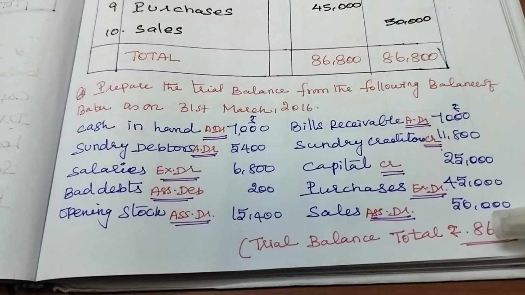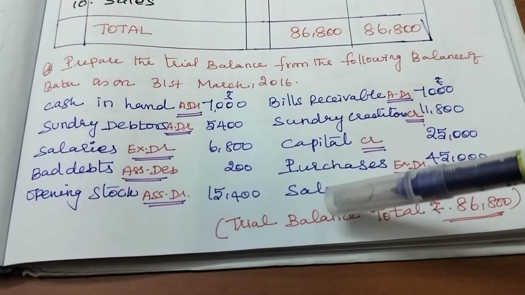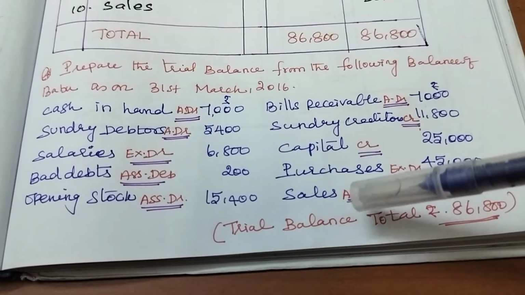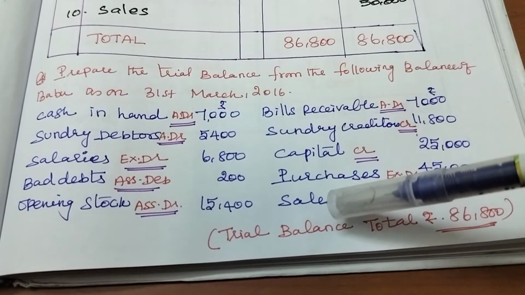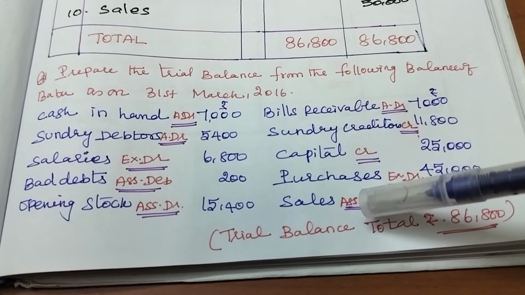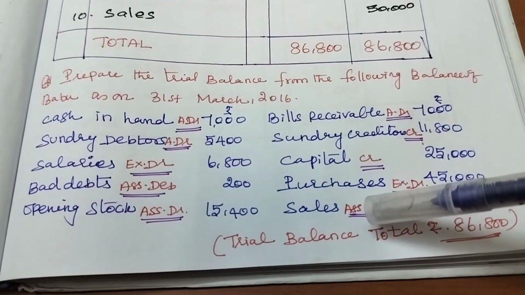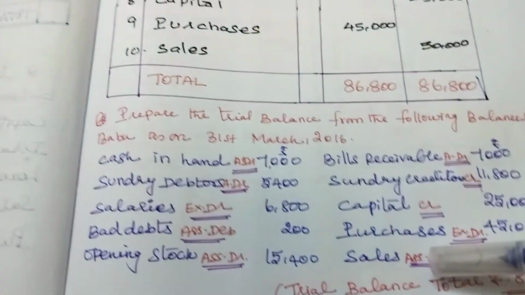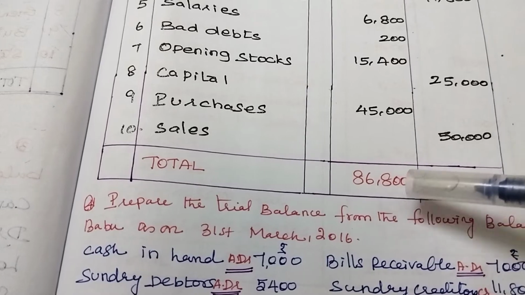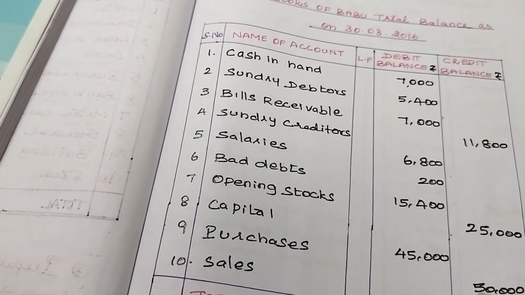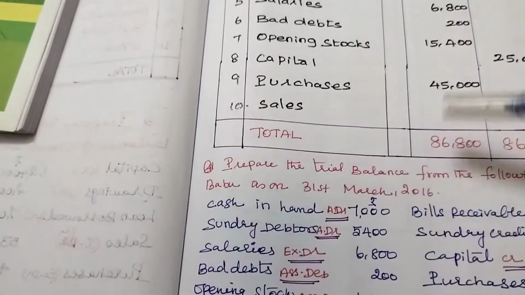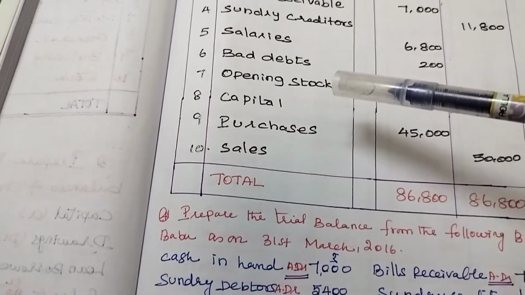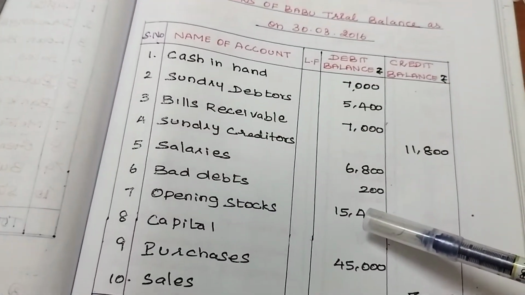Then sales 50,000 rupees. Sales is an income or revenue. Whenever revenue increases, we credit the revenue account. That means the sales account will be credited. So sales 50,000 rupees is entered on the credit side. So we have entered all the information given in the trial balance.